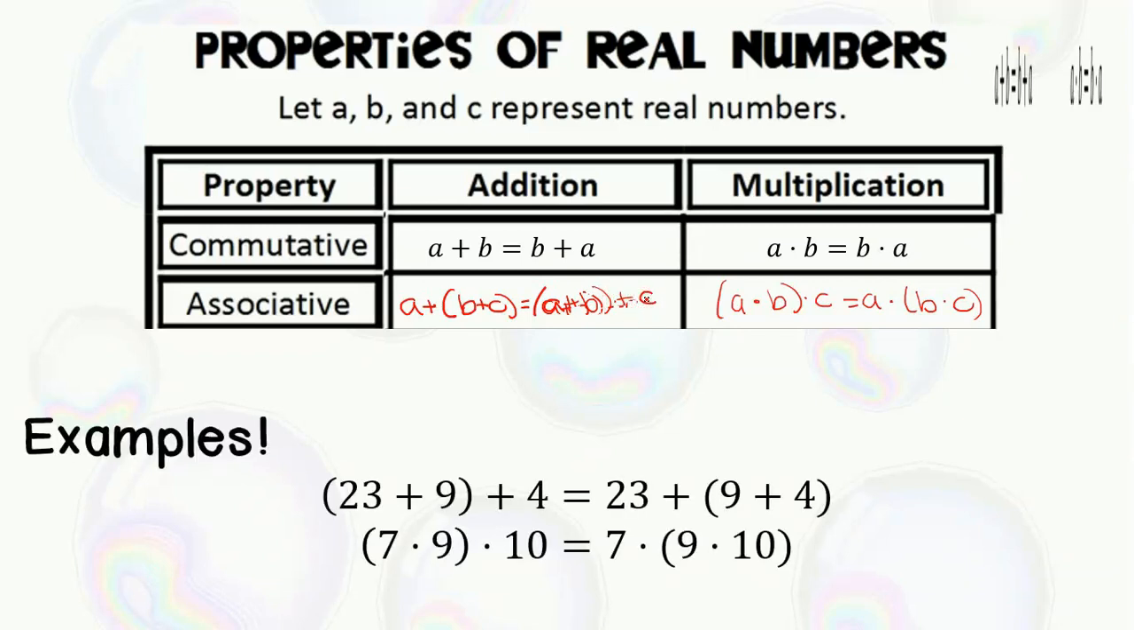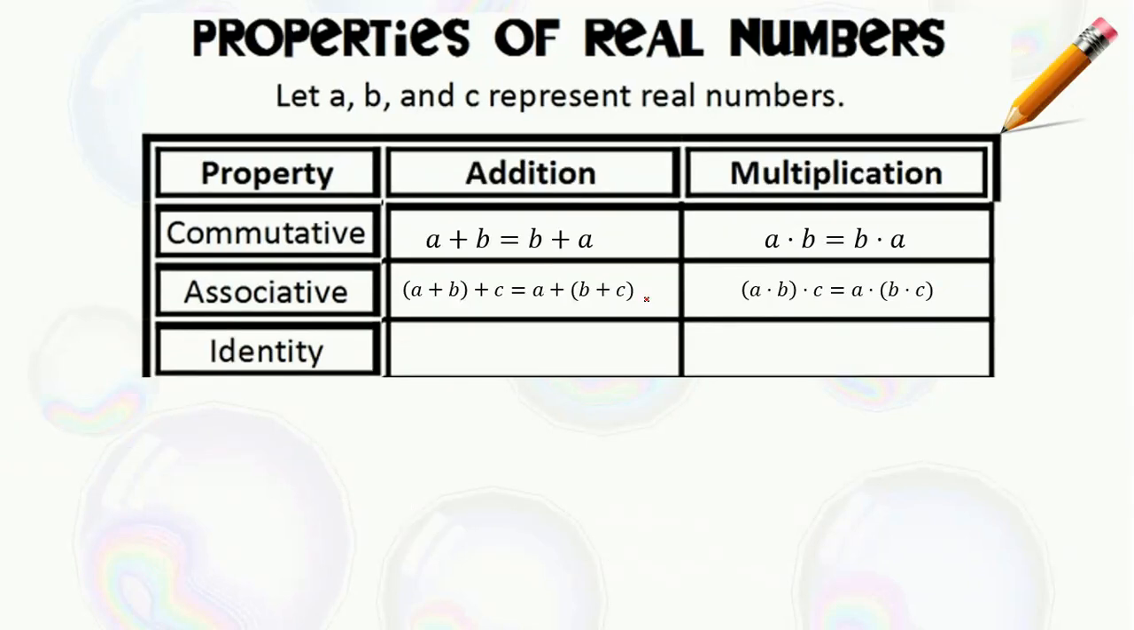So some examples of that. So 23 plus 9, put that in parentheses first, plus 4. Or I can go 23 plus 9 plus 4. Something like that. Or I can go 7 times 9 first, and then multiply by 10. Or do 9 times 10, and then multiply by 7. I'll get the same answer.